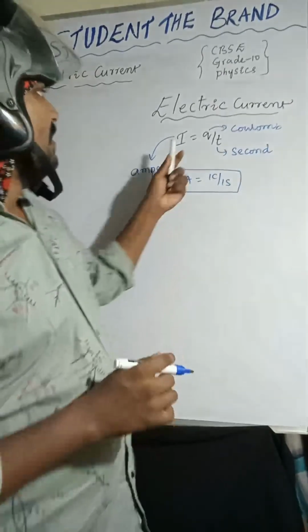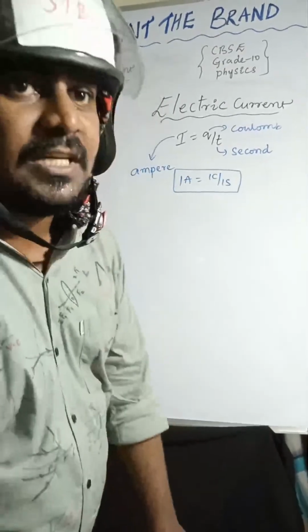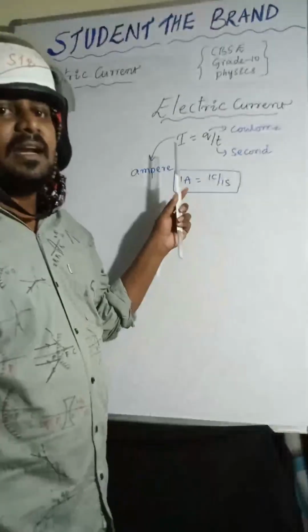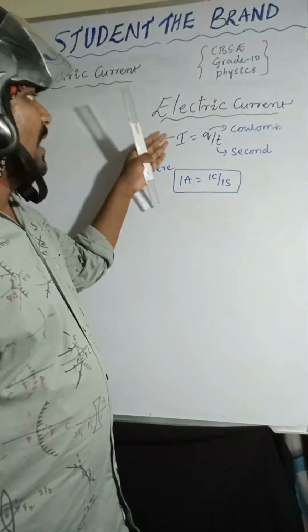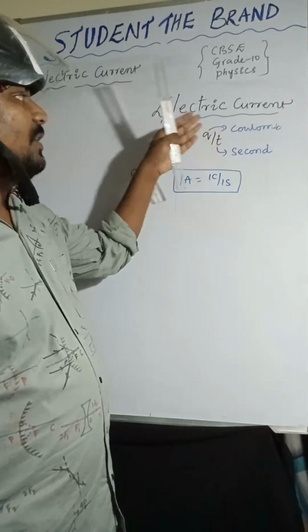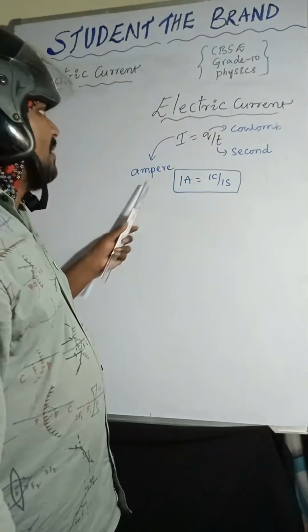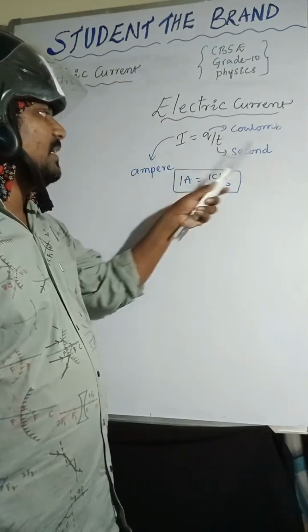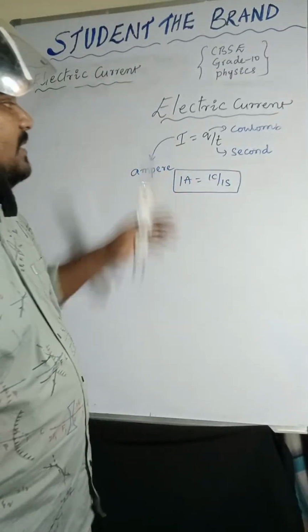So here the rate of flow of charge is called electric current. Okay, so I equal to Q by T. The SI unit of current is ampere, the SI unit of charge is coulomb, and the SI unit of time is second. 1 ampere equal to 1 coulomb per 1 second.